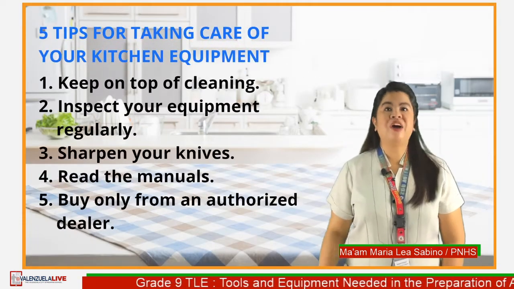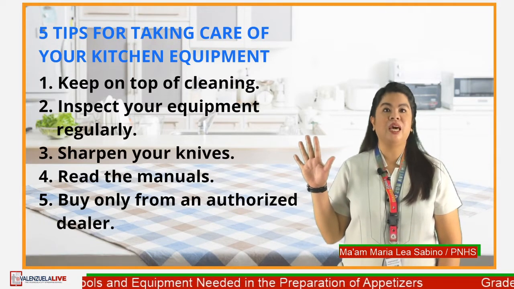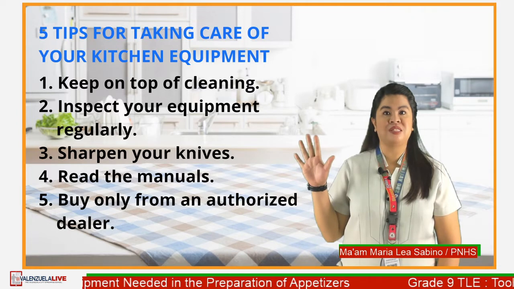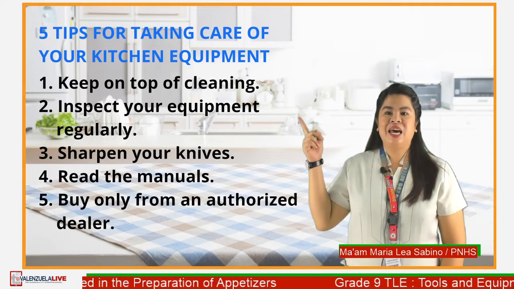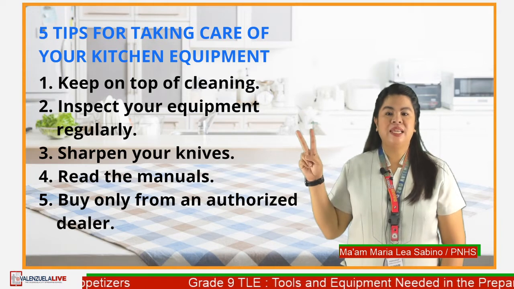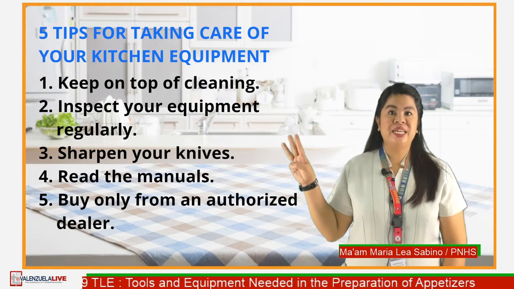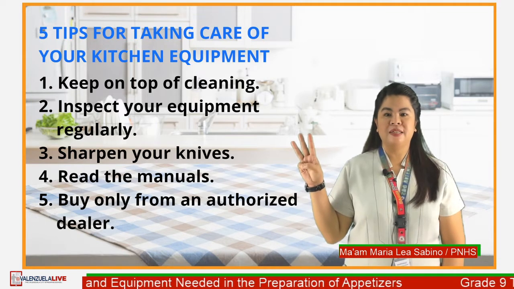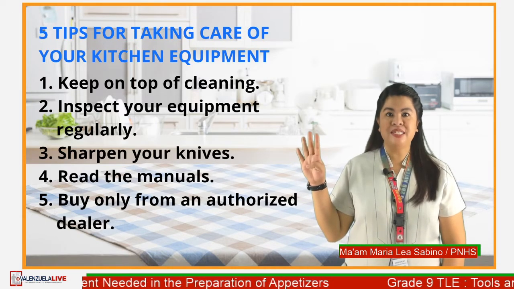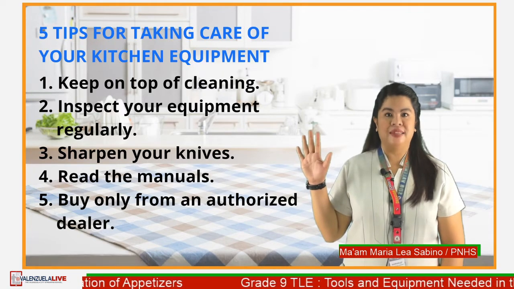Now, we have the 5 tips for taking good care of your kitchen equipment. And what are those? First, keep on top of the cleaning. Second, inspect your equipment regularly. Third, sharpen your knives. Fourth, read the manuals. And fifth, buy only from an authorized dealer.